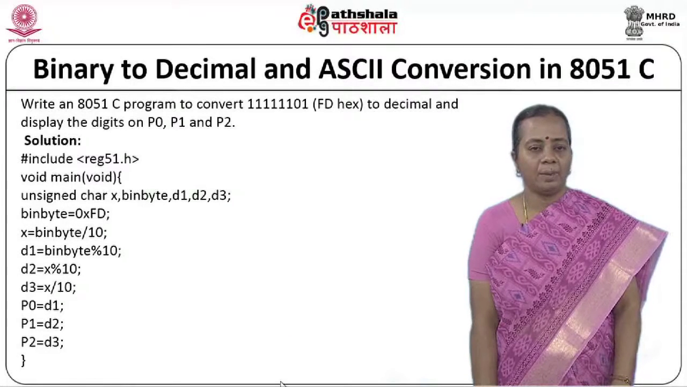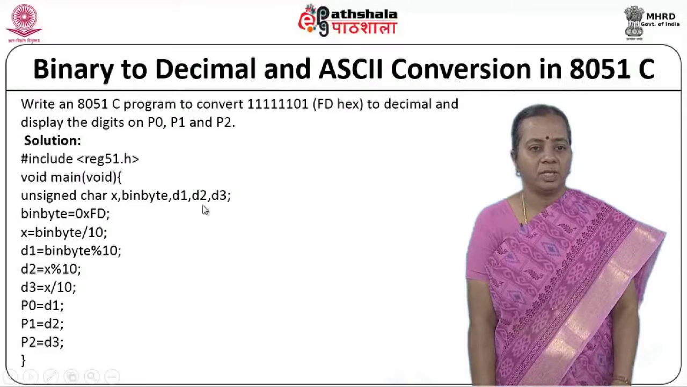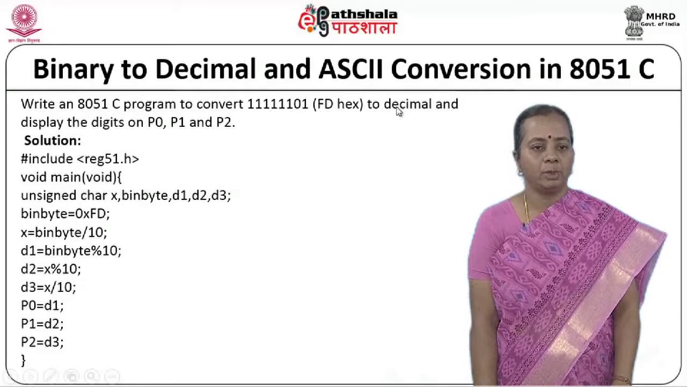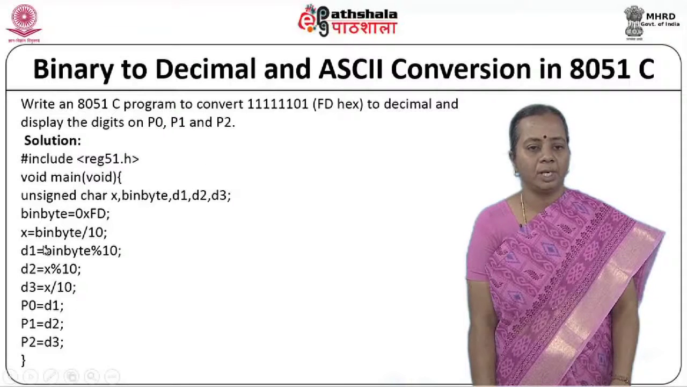So this is another example where your data is converted from binary to decimal and ASCII conversions in 8051 C. Just see that if I have something like FD as the hex data, which has to be converted into decimal and the digits displayed with P1, P2, P3. FD is the data and I need to find out what the decimal values will be. So I will be extracting each and every decimal digit that has to be assigned to port 0, port 1 and P2.